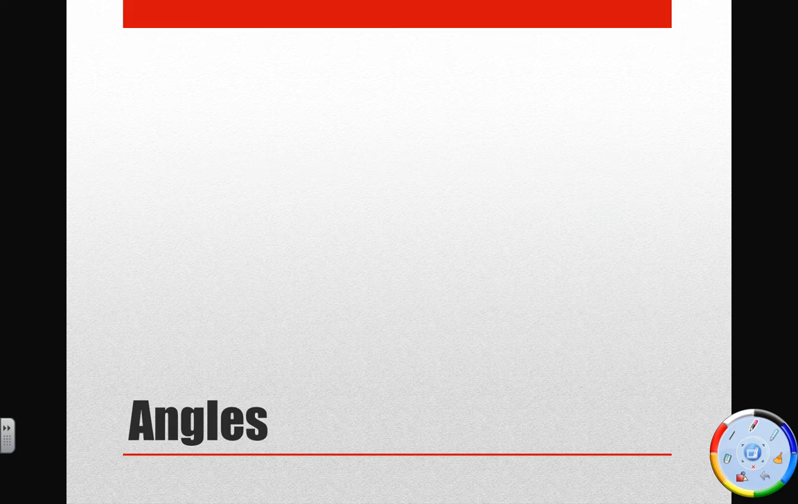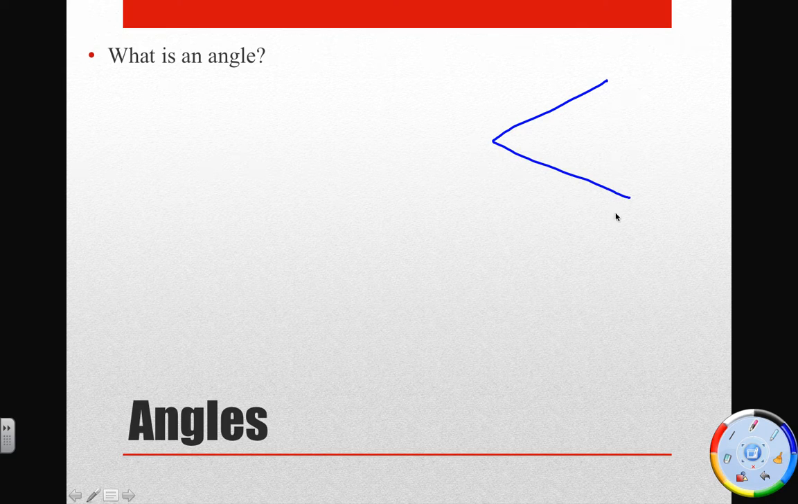So first of all, we're going to start off with angles, just our basic understandings, stuff that we've done already. So first of all, the question is, what is an angle? And I hope every single one of you can answer that. This is an angle. Any two lines, or rays as we call them, any two rays that meet at a vertex. And in here, this is our angle. We call it theta. This is a Greek letter that we normally use to represent angles.